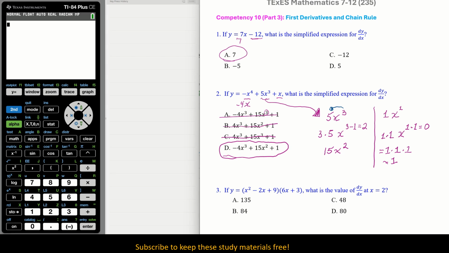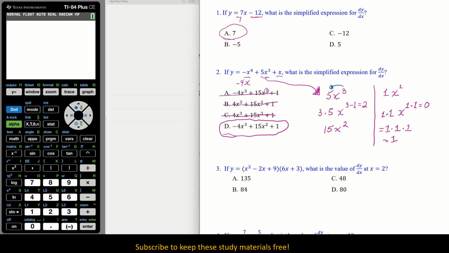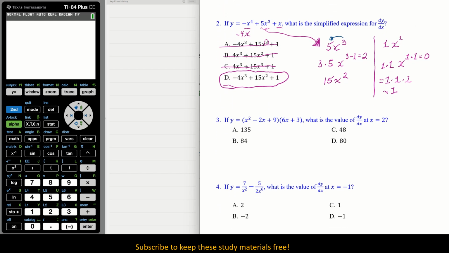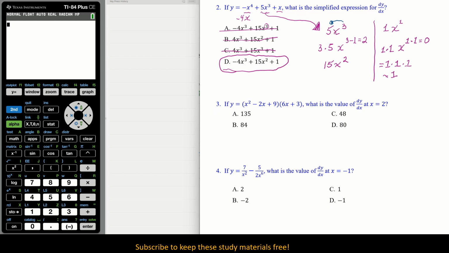If you notice, I haven't even touched my calculator. For many parts of this section, I will not be using the calculator. Now, for this one, I will. For these two, yes, we'll use our calculator. You never know what they're going to ask you.